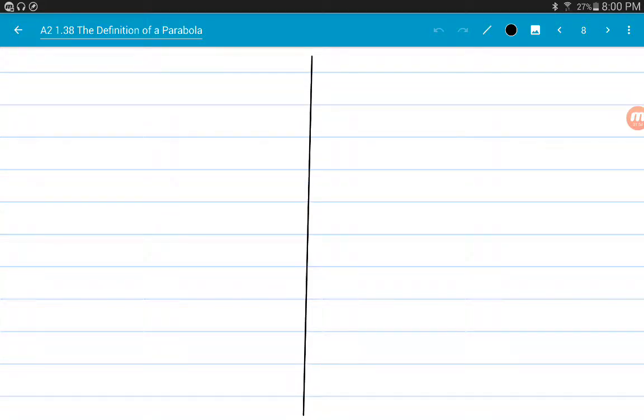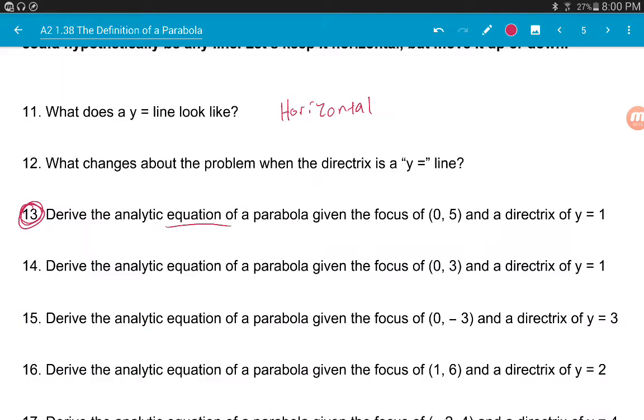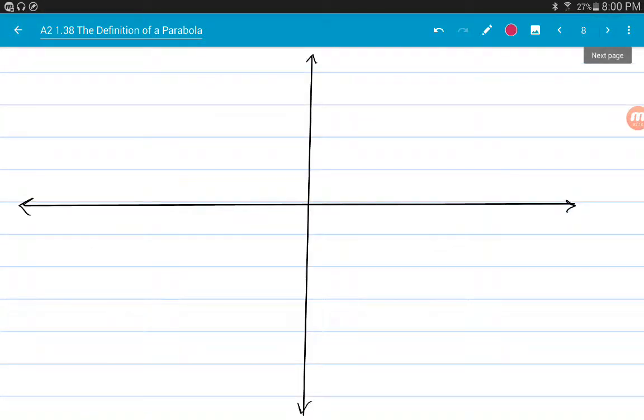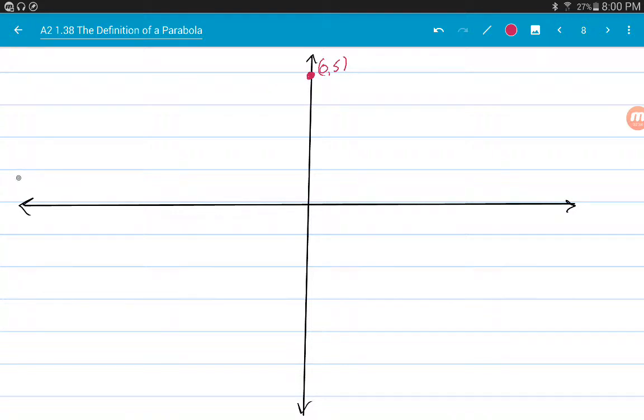I draw my axes. That's my first step. That's my y-axis. There's my x-axis. I put the arrows onto the end because I'm a stickler for details. Now I need to put the point. The point from question 13 is 0, 5. It doesn't matter if this is perfect because the idea is just to get a picture of it. So this is 0, 5. Now the directrix, that's my next step to draw on. My directrix is y equals 1.